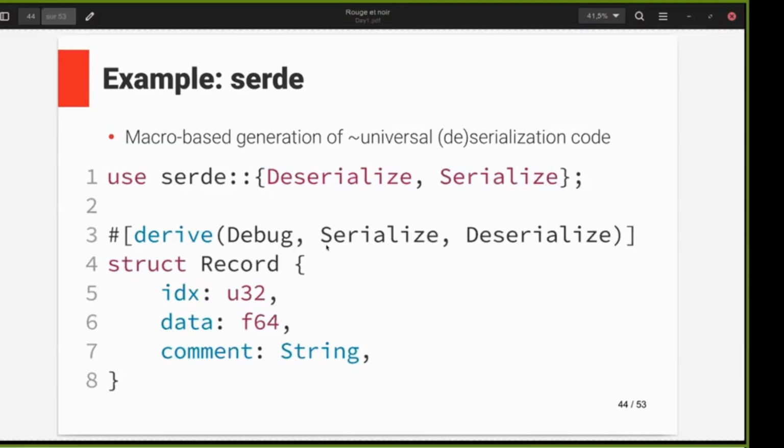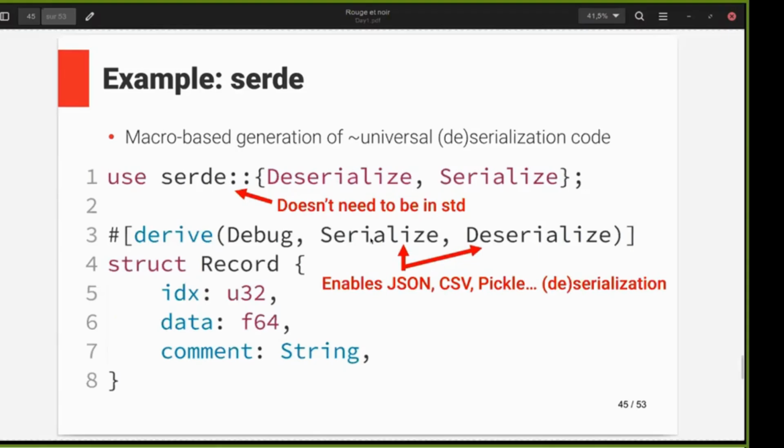To give you a taste of this, there is a very popular library in Rust called Serde, which can be used to annotate any struct that you have declared so that you get universal serialization and deserialization code. The idea is that you just import the Serialize and Deserialize implementations from the Serde library. You put some derive Serialize, Deserialize annotation on your type, and then you can use any library in the Serde family to serialize and deserialize your struct to JSON, CSV, pickle, and so on. No extra code needed. Serde is not the only one to use macros for this purpose. For example, the language provides a built-in macro to generate a debug output representation for types, which is why it's very universal.